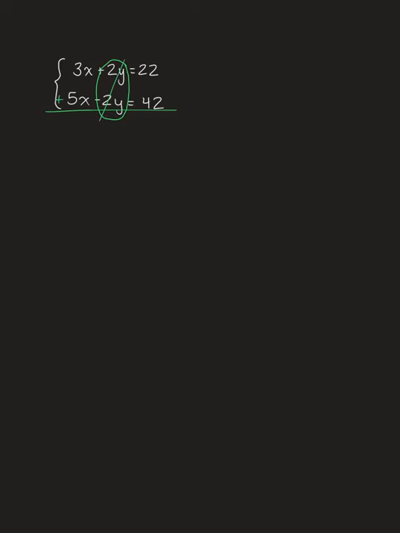The y's will cancel, and I get 8x is equal to 64. Divide by 8, x is equal to 8. Okay? So now I can substitute that x into either one of the original equations. So I'm just going to use the first one here.